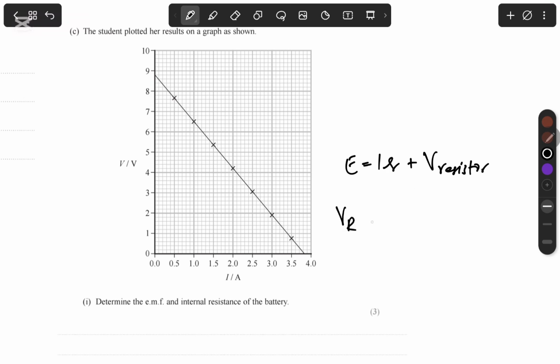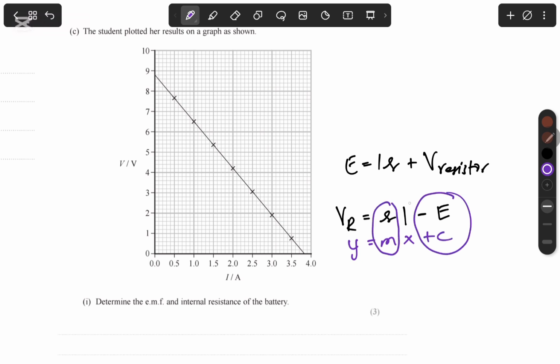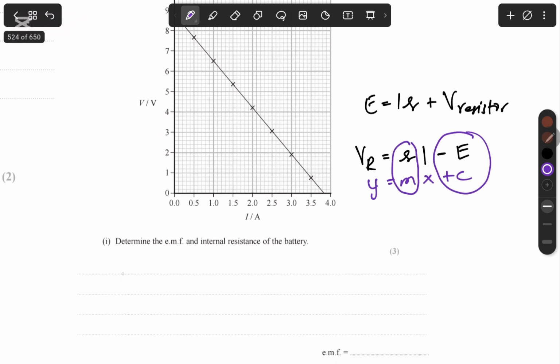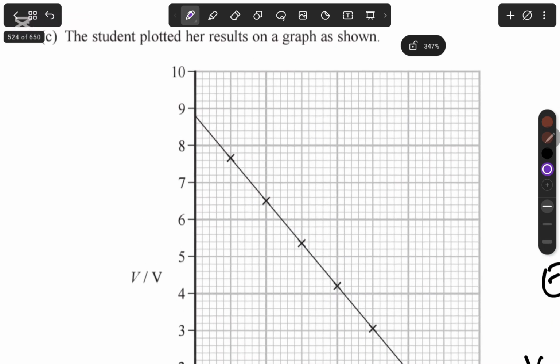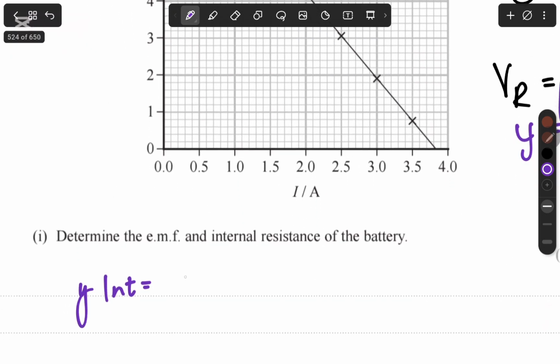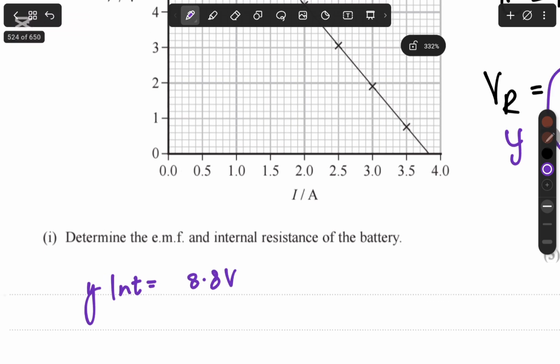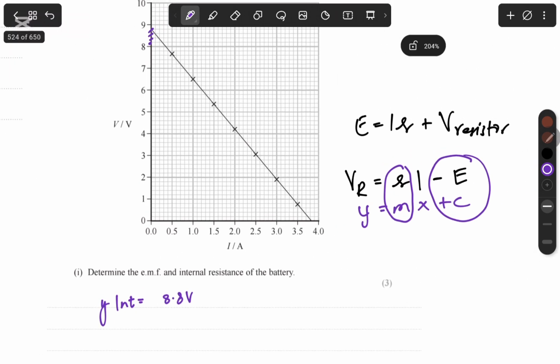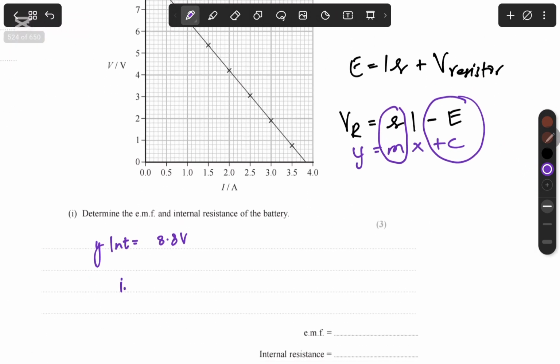So I'm going to write V resistor is equals to Ri minus E. I'm going to write y is equals to mx plus c. So the internal resistance is the gradient of the graph, and the y-intercept is the EMF. So y-intercept, we can see here that's going to be 8.2468. So 8.8 volts. Now we're going to calculate the internal resistance.